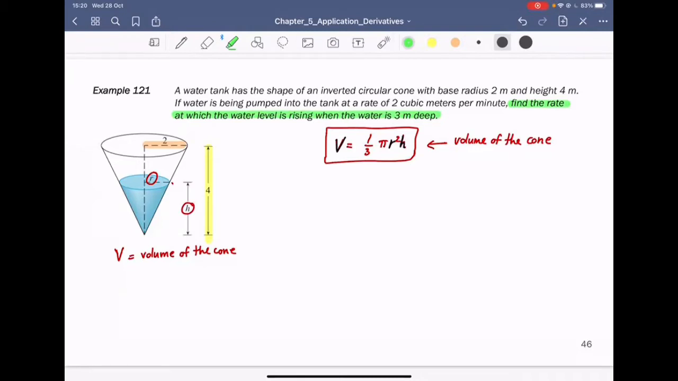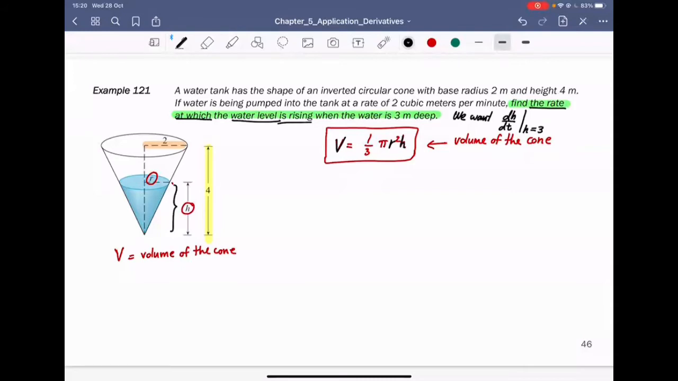Well, we're going to save our h because we want to find dh/dt, right? Because the question asks you for the rate at which the water level is rising. The question asks you for the variable h, so we're going to save our h here. That means we want to find dh/dt where h equals 3. So that is what we want.